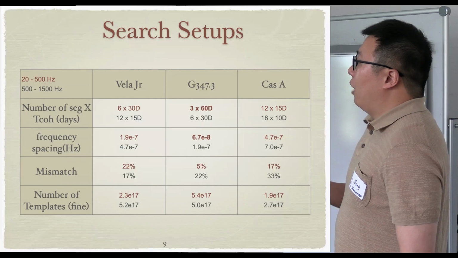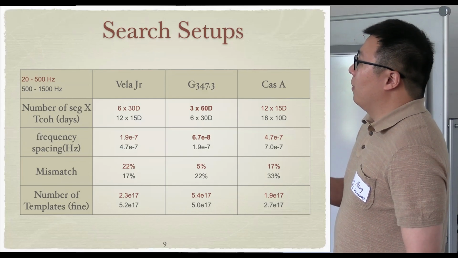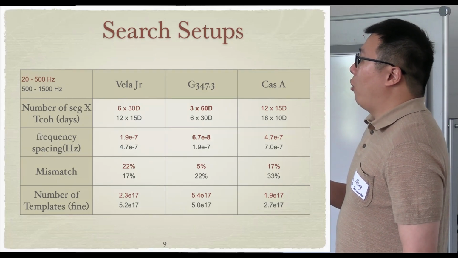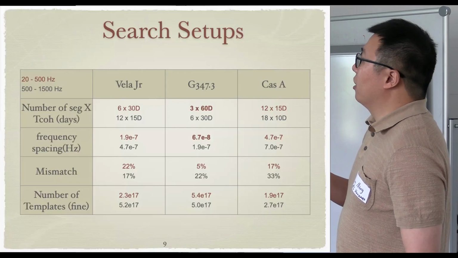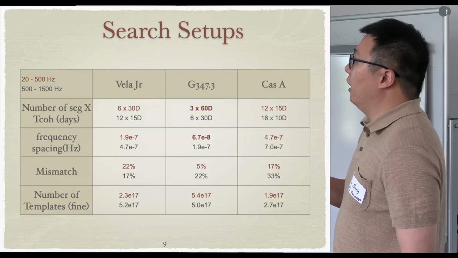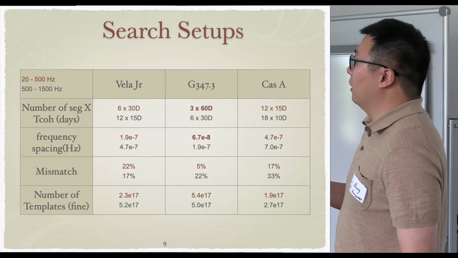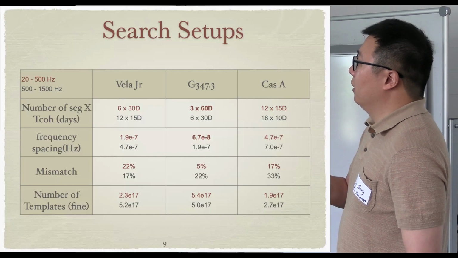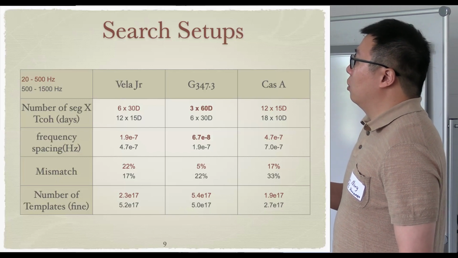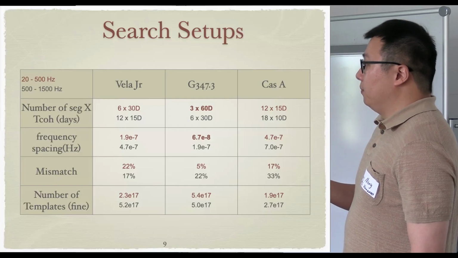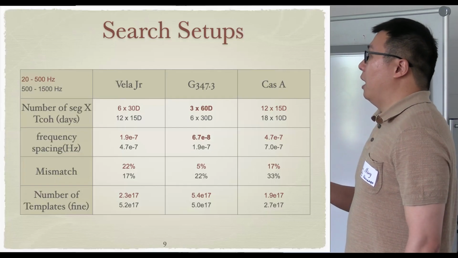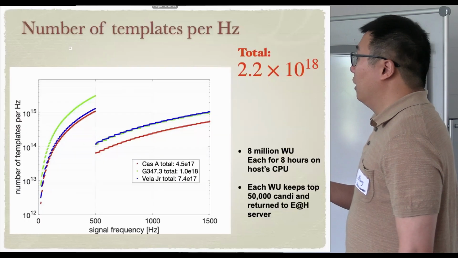And here is our template mismatch. You see, it's a quite small mismatch. The biggest mismatch is for Cas A at the higher frequency part, at about 33%. But for the most sensitive search we use for G347, the mismatch is only 5%. And that's the total number of templates we have searched.